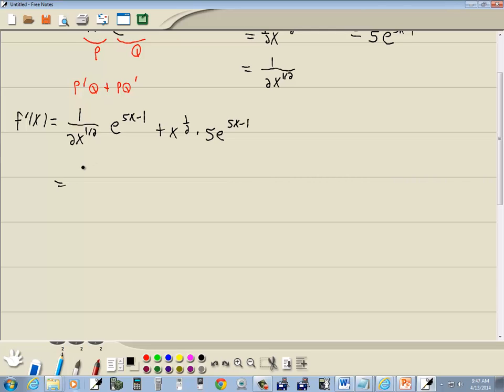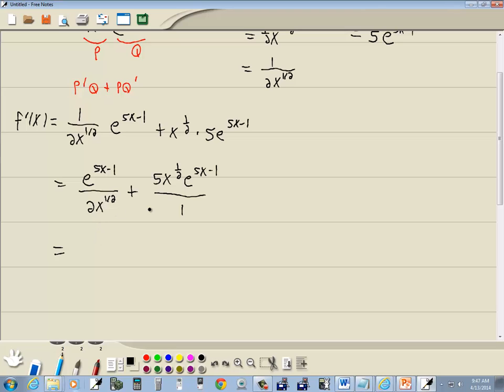Okay, there are different ways you can write your answer on this. First off, let me merge this into a single fraction. So we got e to the 5x minus 1 over 2x to the 1/2 plus, and I'm going to rearrange this slightly. I'll put the 5 out in front. So I got 5x to the 1/2 and then e to the 5x minus 1. And I'll put it over 1.